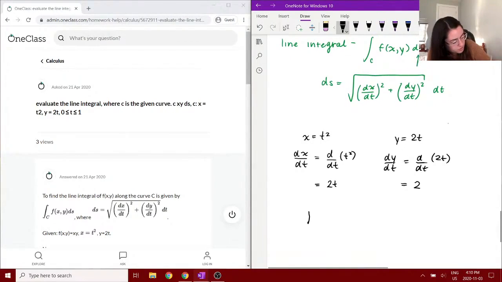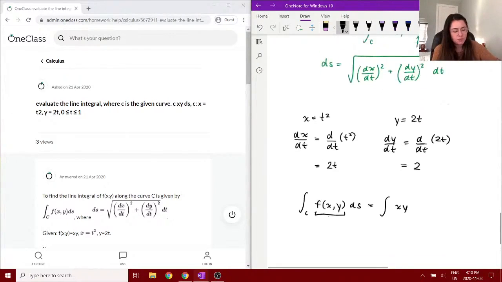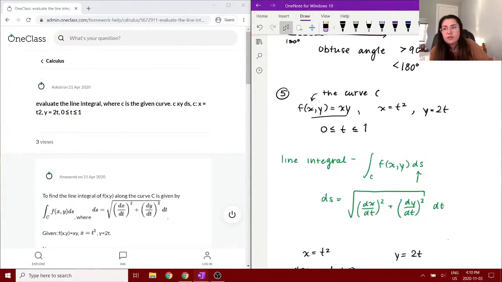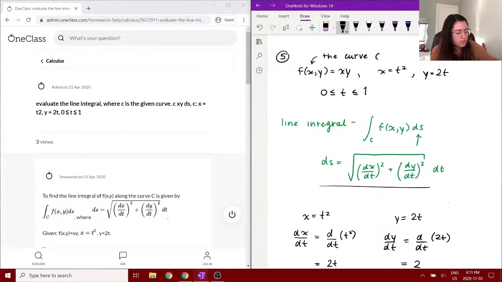So I'll just rewrite it here. Integrating over the curve C, we have our function by ds. That is equal to, I'm just going to write in the given function. So our given function, subbing in for this portion here, is x times y. That's what I wrote up here, right? So that's x times y. And then for ds, remember we have to sub in our definition here of what ds is.